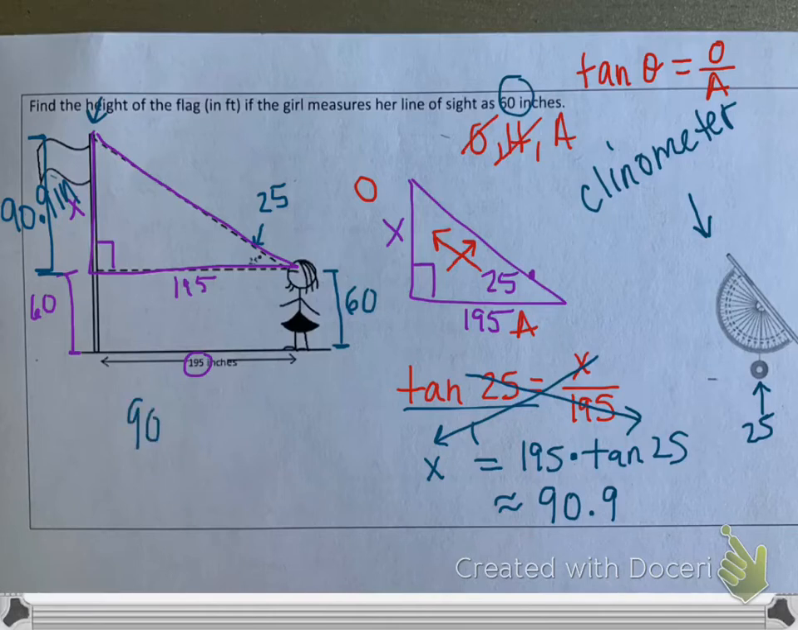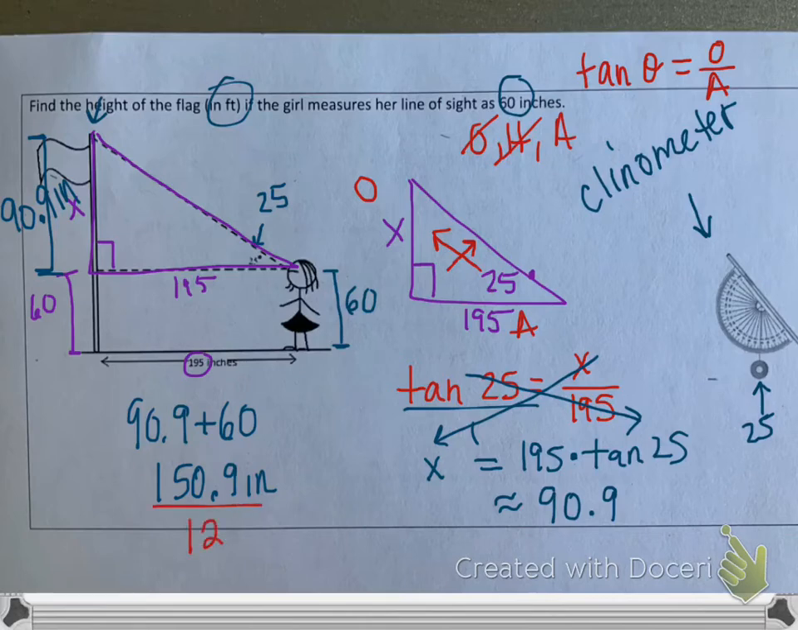So the 90.9 plus 60 more would be the entire height of the flag, which is 150.9 inches. And we're going to represent our answer in feet, it says. So how many inches in a foot? 12. So if I take this and I divide by 12, that would give me how many feet it is. And if you round to the nearest tenth, you get approximately 12.6 feet for the height of this flag.